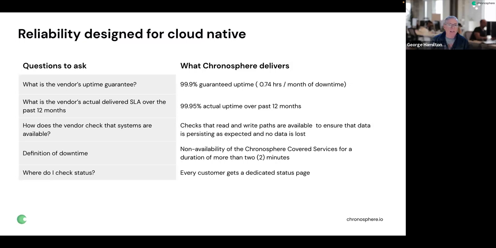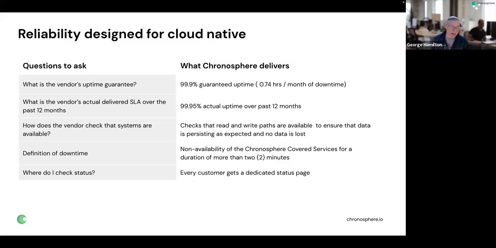And how do they define downtime? We define it very strictly around non-availability of the Chronosphere covered services for a duration of more than 2 minutes. Looking at how different vendors do this, and you need to ask about this when you're evaluating vendors, some competitors generally use the timestamp of the alert in the vendor's monitoring systems or a timestamp of a customer's ticket. So that's an important distinction.